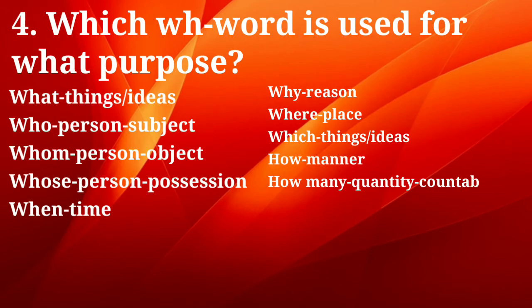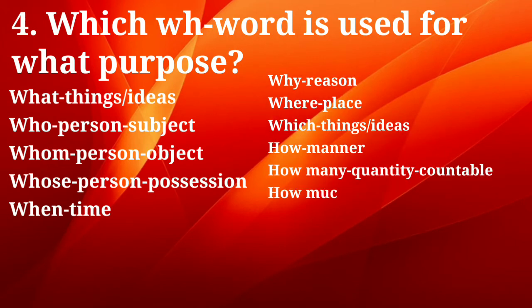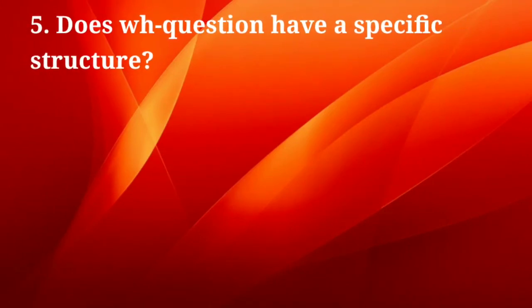The eighth WH word is how, which is used to talk about the manner. The next WH word is how many, which is used to mention the quantity which is countable. And the last WH word is how much, which is also used to talk about the quantity which is uncountable. So students, in this way, for different purposes, we make the use of these WH words. Let us come to the next point.